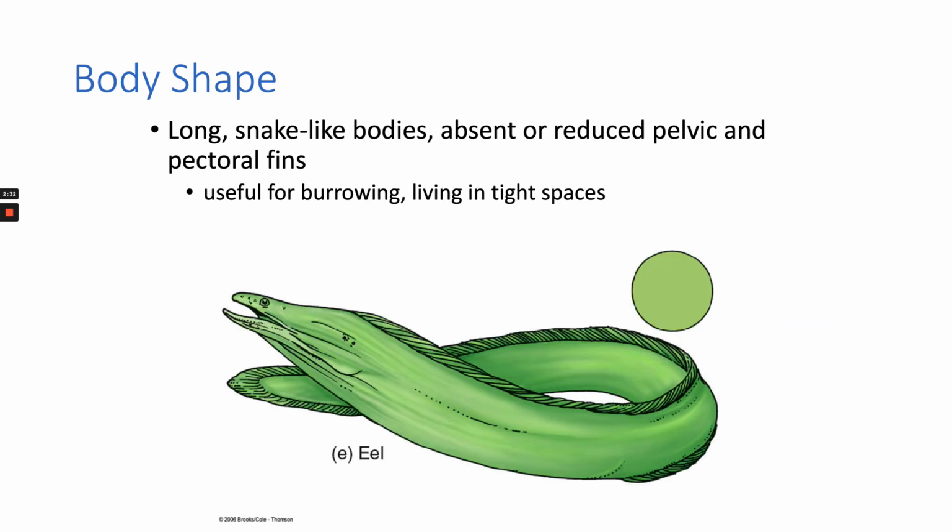Then we have another shape, long snake-like bodies, which are eels and the hagfish that we saw earlier. They don't have pelvic and pectoral fins normally. Sometimes they have pectoral fins. The conger eels have pectoral fins, but for the most part they usually don't have those. So they swim like a snake, sort of, and they can go into small little cracks. They can go into very tight places.